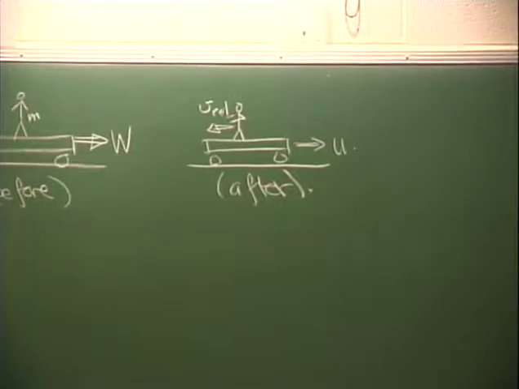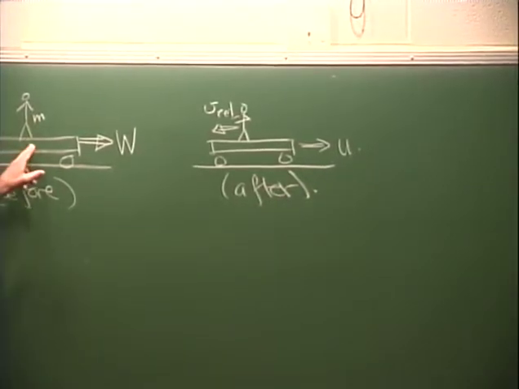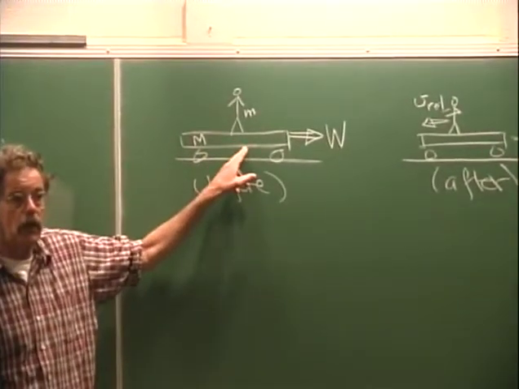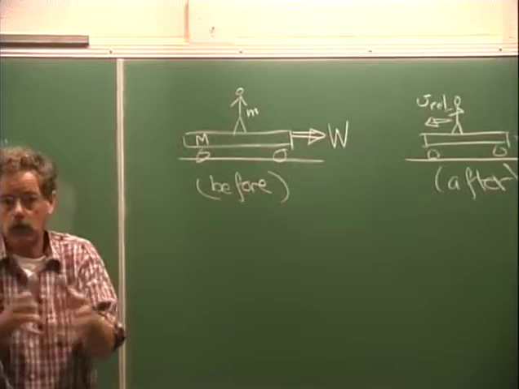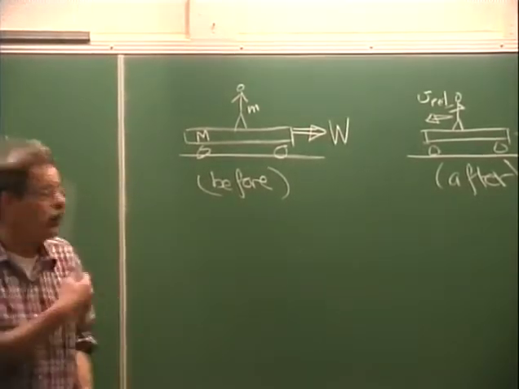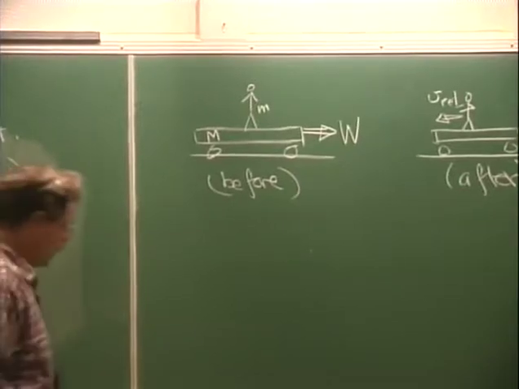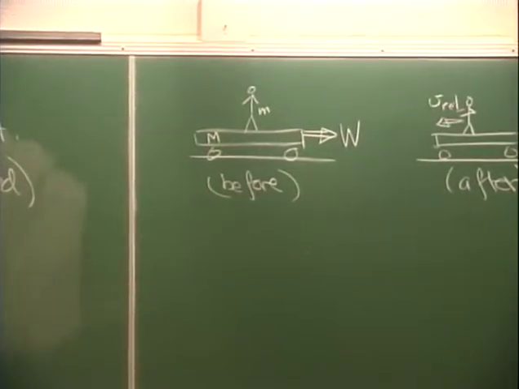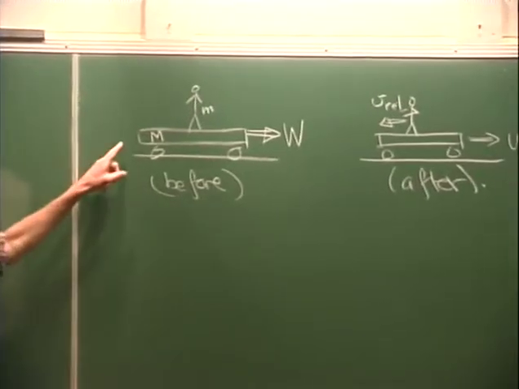Is this a collision? Well, I guess not in the usual sense of the word, but it is an isolated interaction between two objects, a man and a cart. They were both moving along together in the first instance, and afterwards they're moving at different velocities. That is, in the more generic sense, an example of what I would call a collision. How do you solve this problem, by the way?